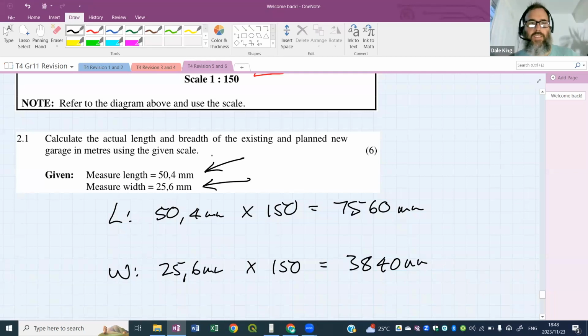Yes, sir. Let's check the question again. Calculate the actual length and breadth of the existing and planned new garage in meters. So we've got, you need to convert. Yes. How do we change millimeters into meters? How many millimeters are there in a meter?